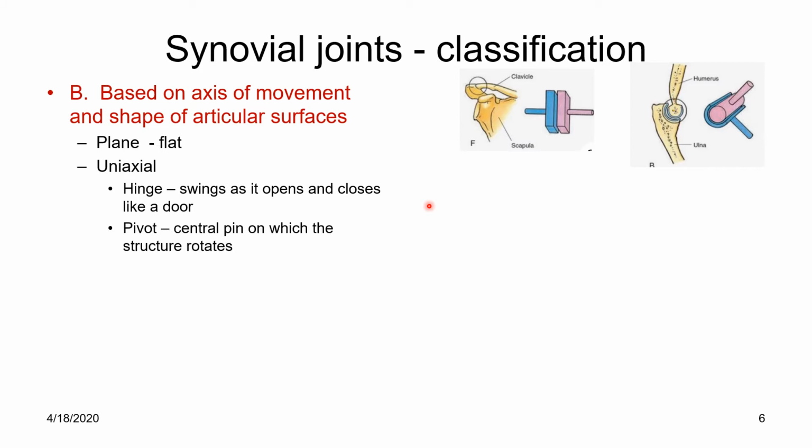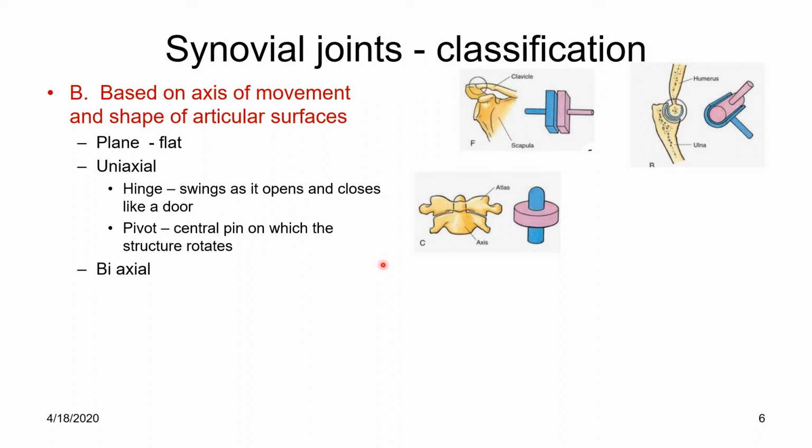Then the pivot joint. There will be a central pin on which the structures rotate. See, there is the central pin on which the structure is rotating. Example is the atlanto-axial joint which you are seeing.